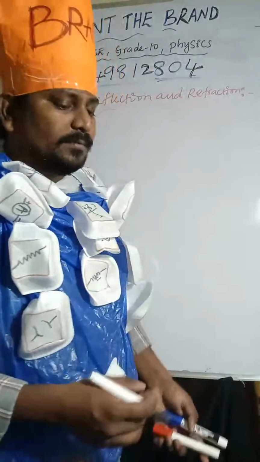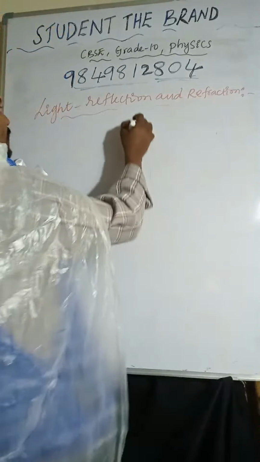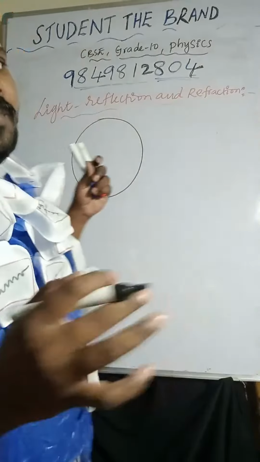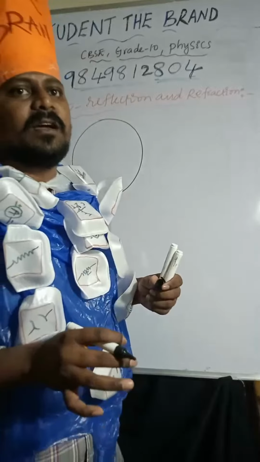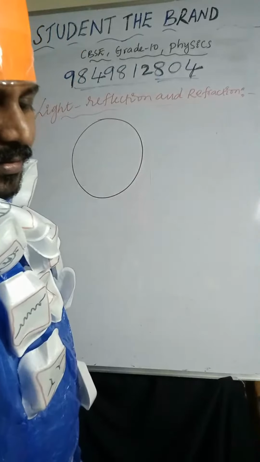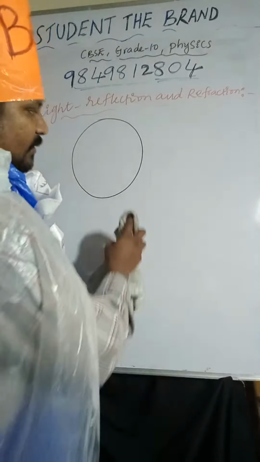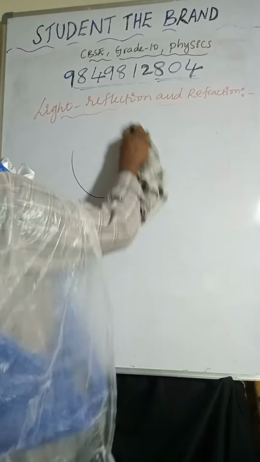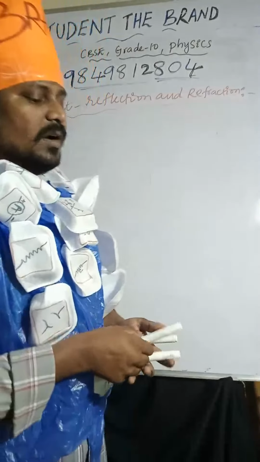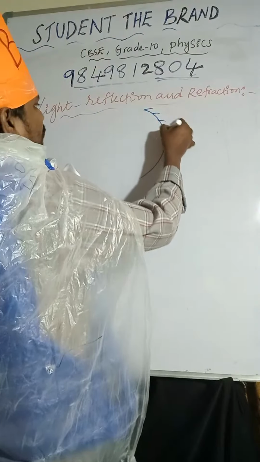Okay, now, a spherical mirror is a mirror in the form of a curved shape. The mirror whose reflection takes place inward is called a concave mirror. So I am considering here, this is a concave mirror. Reflection takes place inward.